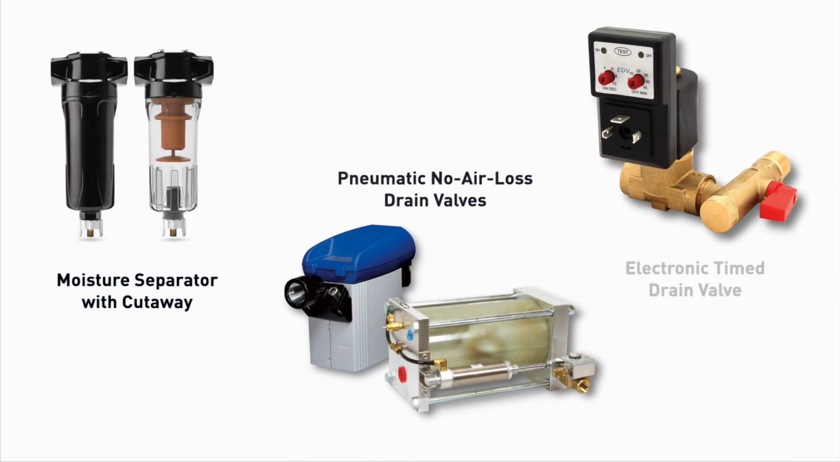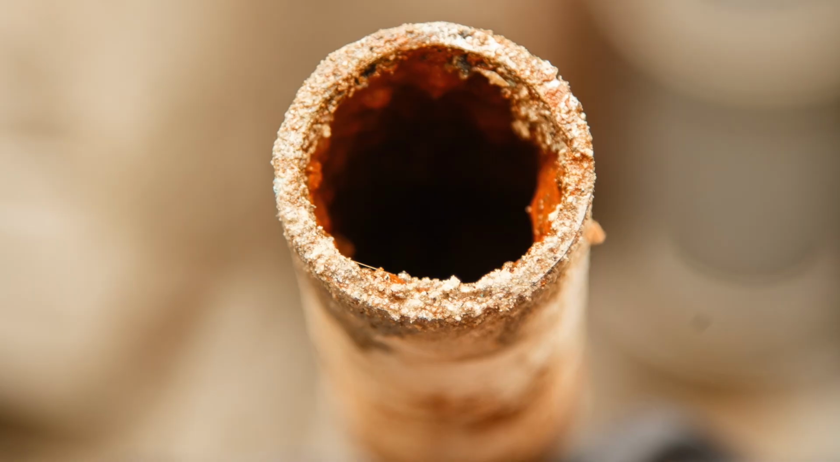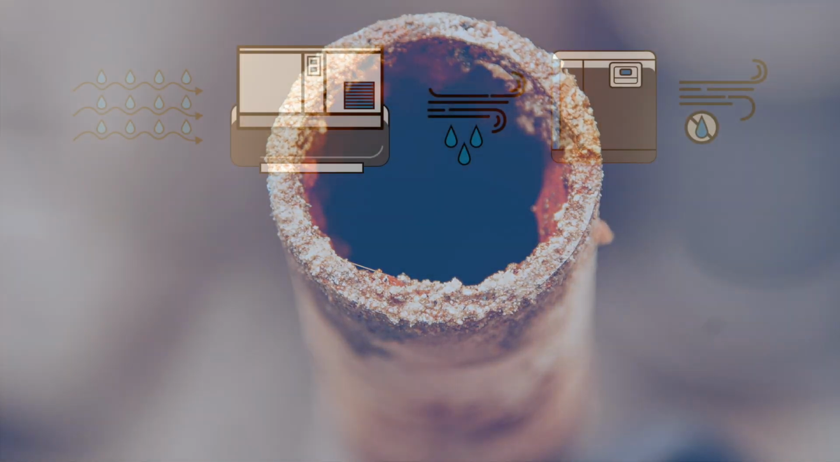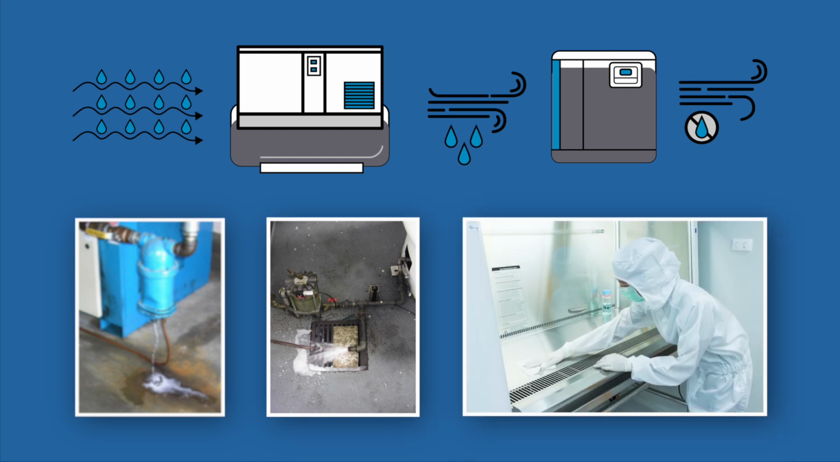When these critical components are not installed or they malfunction, the system becomes flooded with the liquid water that the dryer effectively condenses from the compressed air. Once contaminated with liquid water, the entire system must undergo an extensive dry-out period following the correction of the contamination problem.